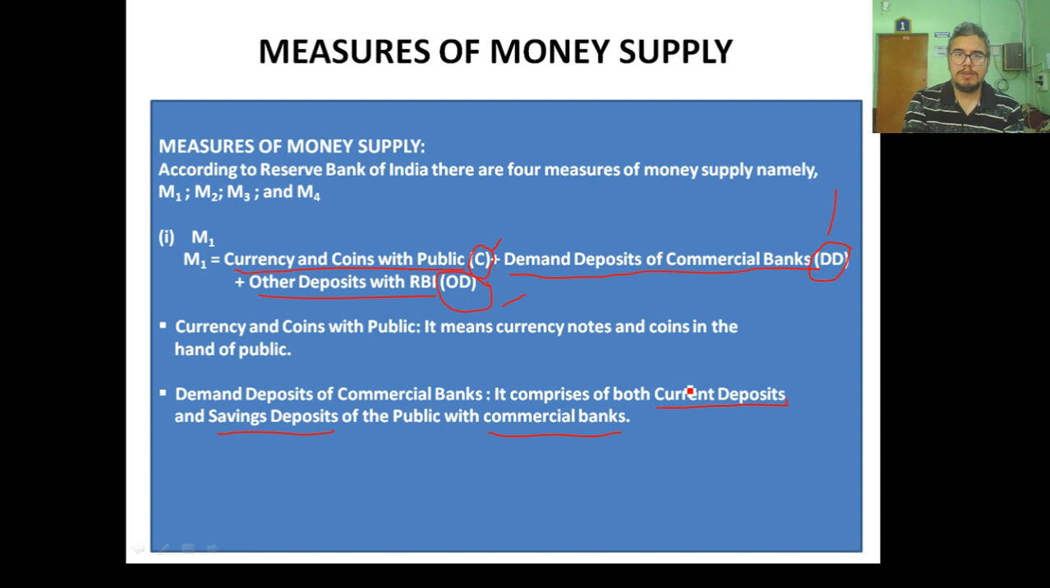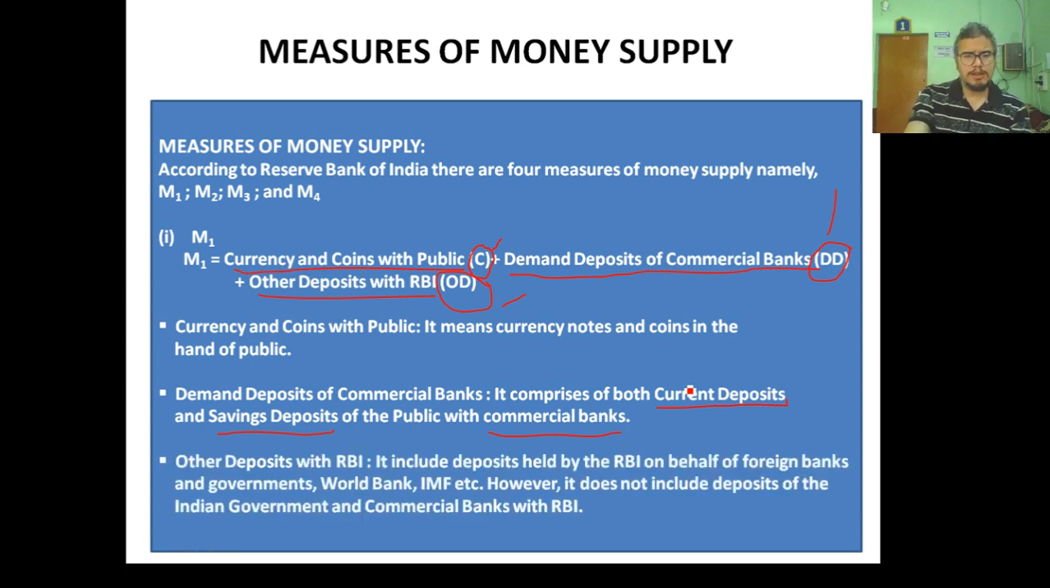Okay, demand deposits means the money kept in the bank which we can use as and when we are in need of it, as and when we demand it. Okay, I hope it is clear to you all. Next component of M1 is other deposits with RBI. Now what does this other deposits with RBI mean? Let us see. It mainly has 2 parts.